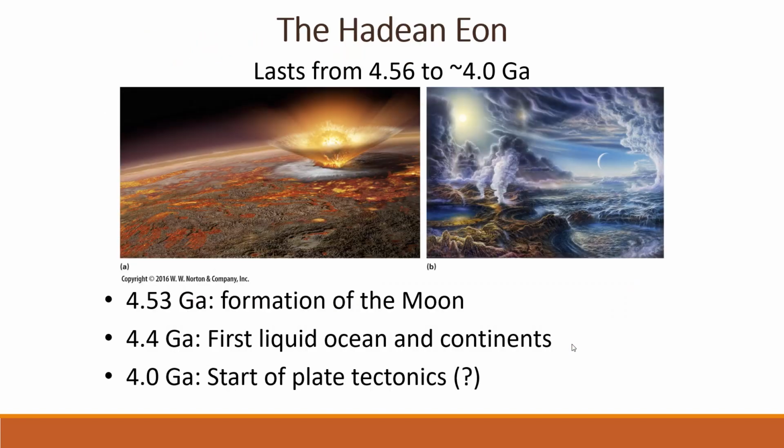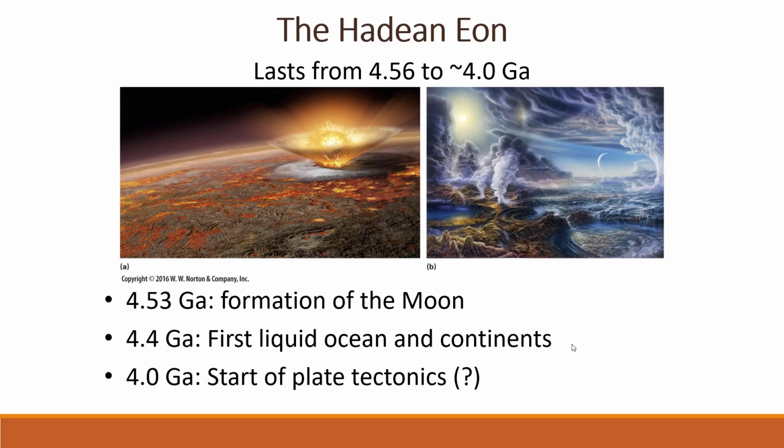So we had some big impacts, big events. About 4.53 billion years ago, we had the formation of the moon due to a large impact. About 4.4 billion years ago, we had our first liquid ocean and continents starting to form. Possibly the start of plate tectonics about 4 billion years ago. It's still a bit debated on when it started.